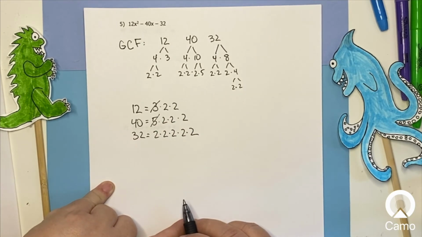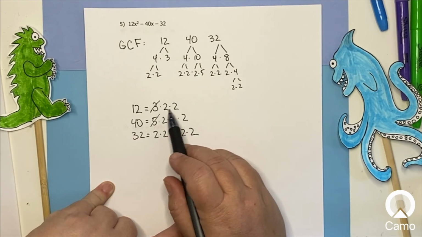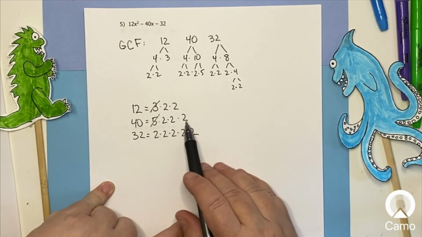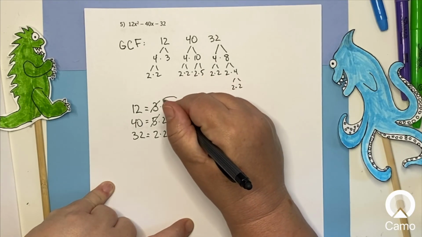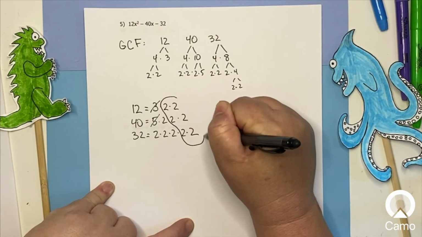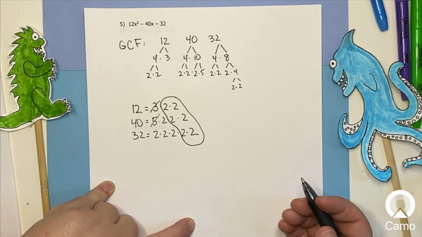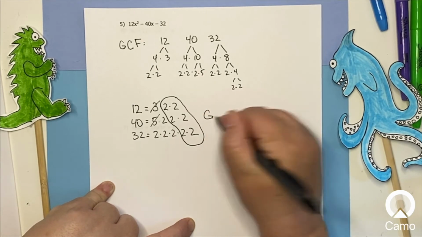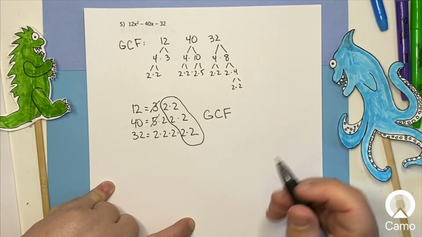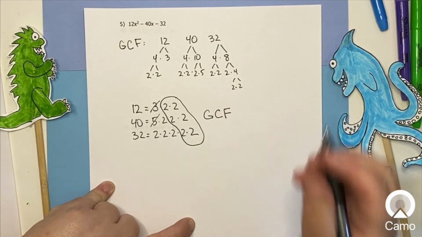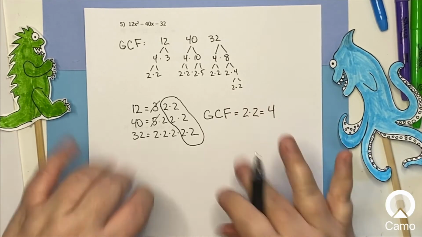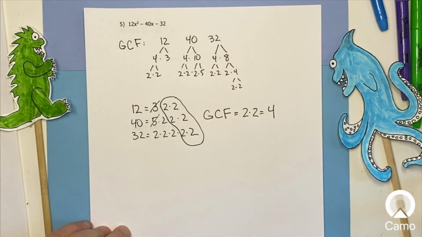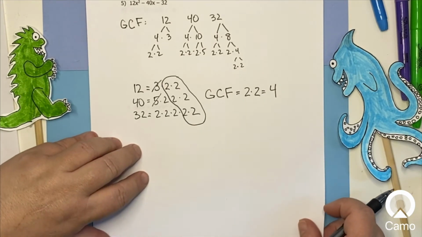Okay, now in 12, all I have is two 2s. So these have a bunch of 2s in common, but this guy only has two 2s. So the most you can do is two 2s in each, or in other words, 4. The GCF, I don't know why that's so hard to write, my hand thinks it's two C's, is 2 times 2, which is 4. Woohoo, yay! Now, did you have to write all this out? No. Could you have just thought it in your head? Yes, absolutely.